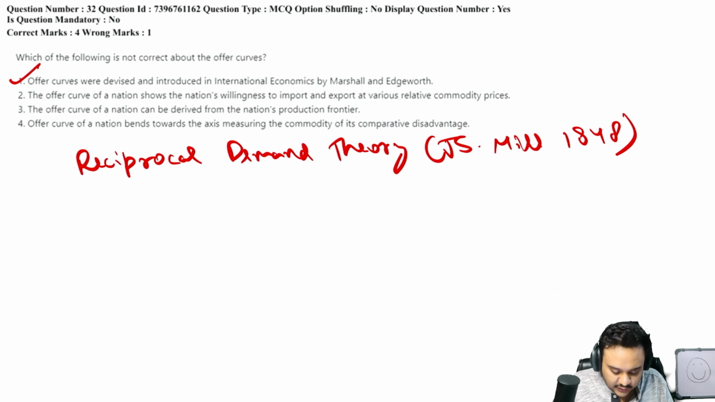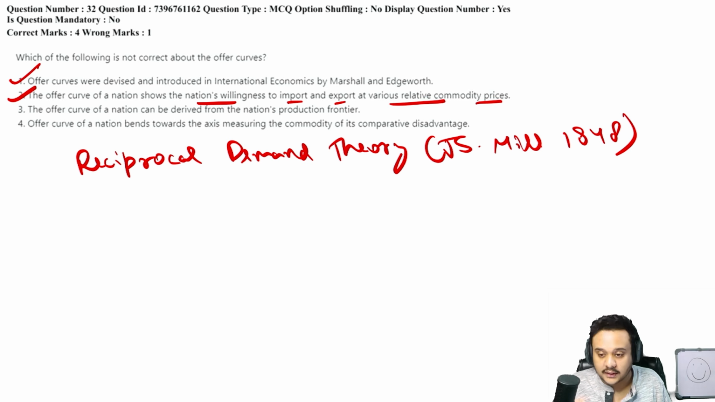Then, offer curves of a nation show the nation's willingness to import and export at various relative commodity prices. Absolutely, this is the definition of an offer curve. Try to understand it. Okay, we are saying that it is a curve that shows the nation's willingness to import and export. At every single point we are seeing how much the nation is exporting and importing based on the relative prices of the two goods.